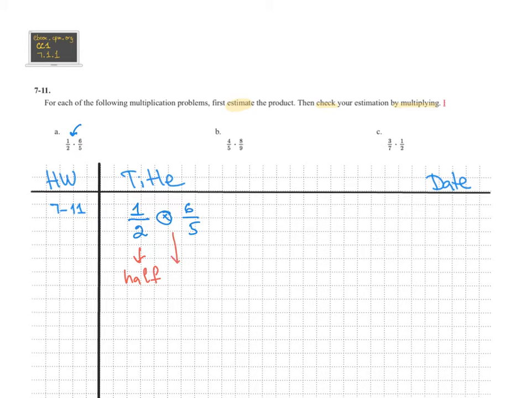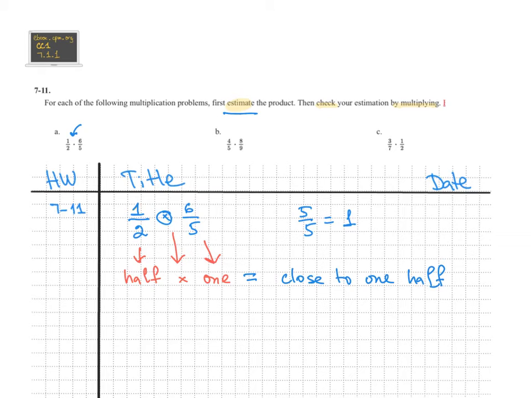And I'm multiplying, this was multiplication, and then 6/5 does mean more than 1 whole. I know that 5/5 is equal to 1. Therefore, 6/5 is more than 1. So it's almost like my problem, if I want to estimate, I'm multiplying 1/2 times 1, or, well, a little bit more. So I'm going to write that my answer will be close to 1/2. Close to 1/2. Definitely a little bit more.